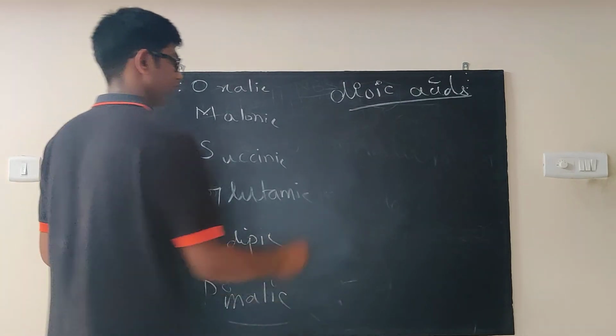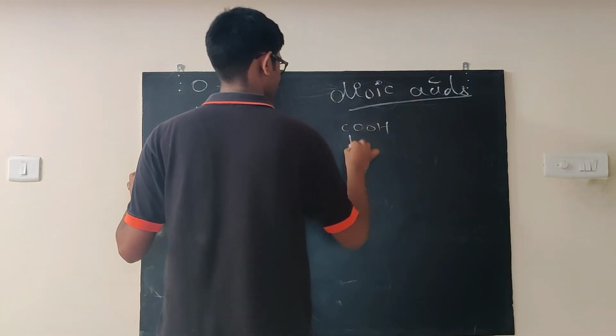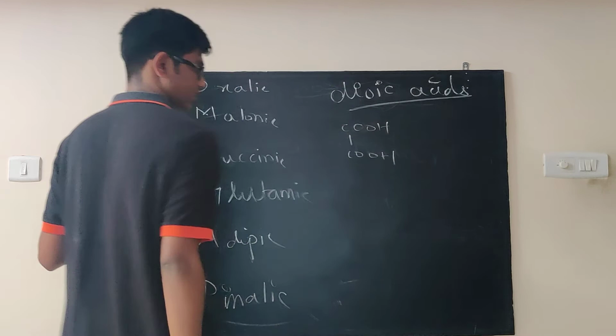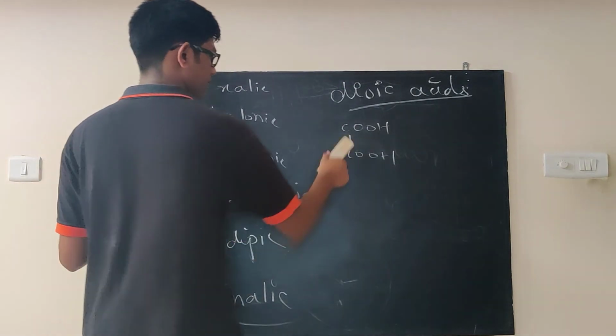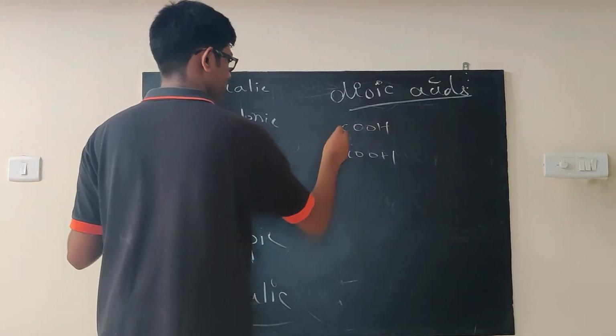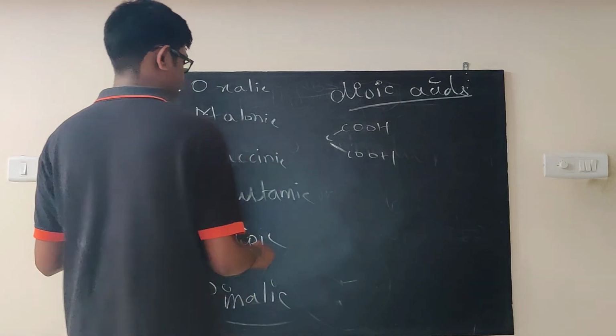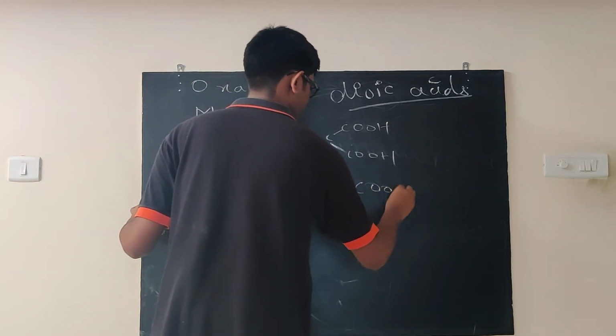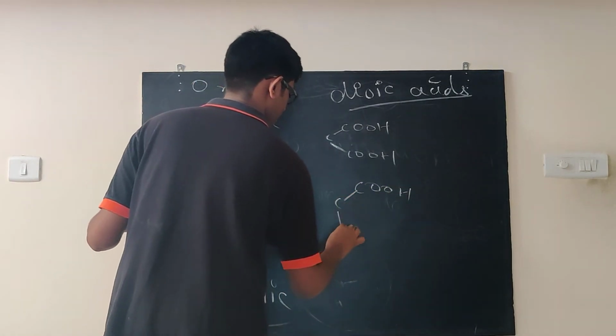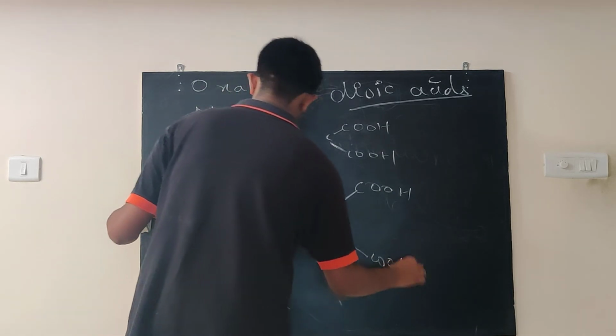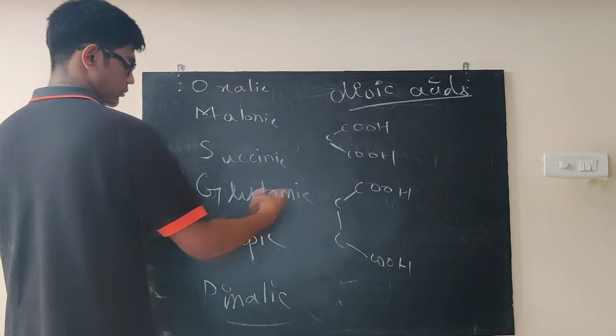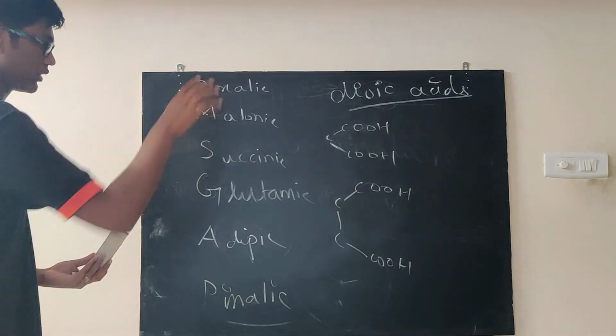Oxalic acid, you guys know the formula, right? This is oxalic acid. Malonic acid will be one more carbon in between. Okay, so carbon. Succinic acid will be 2 carbons in between. So COOH, carbon, carbon, COOH. Glutamic will be one more carbon, adipic one more carbon, pimelic one more carbon. Okay, so you can go like that.